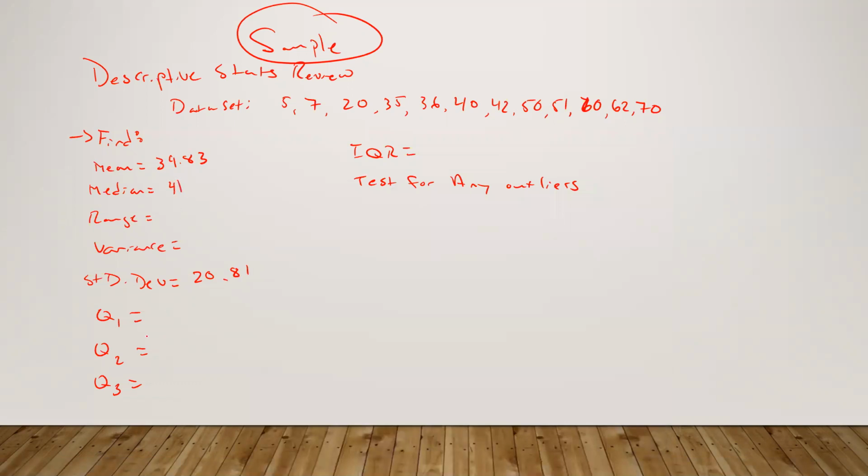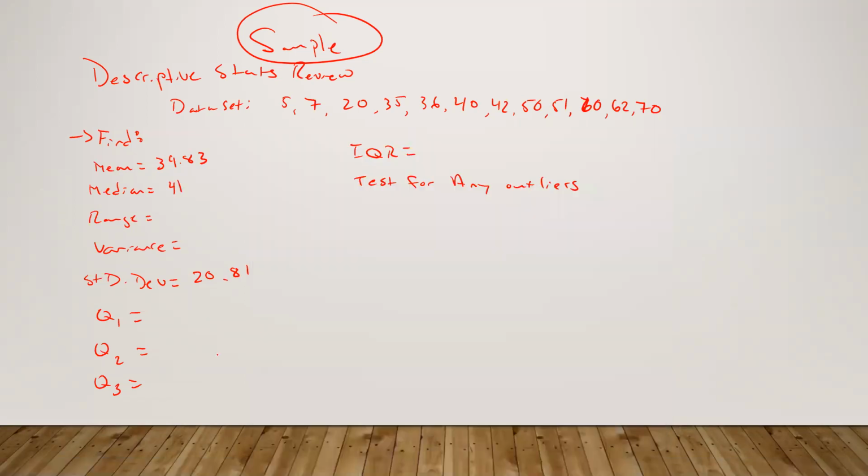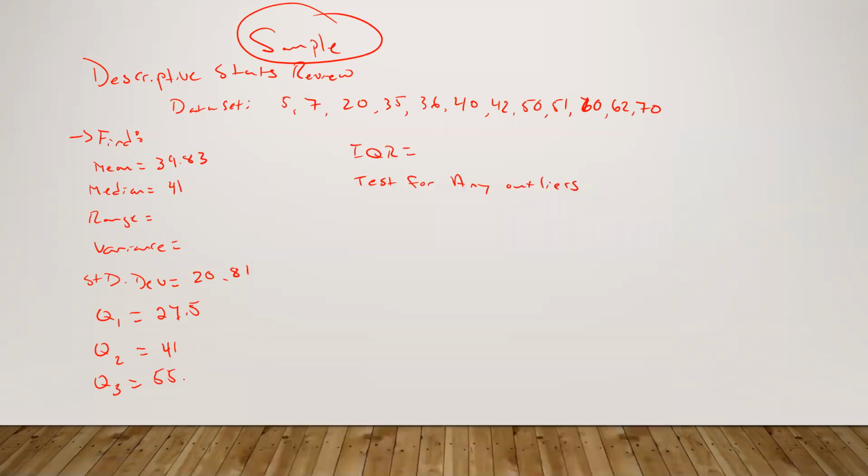And then the next thing it gives you is these quartiles. Q1 here is 27.5. Quartile 2 is the same thing as the median, which is 41. And quartile 3 is 55.5. Notice it doesn't tell you the range, variance, or the IQR.